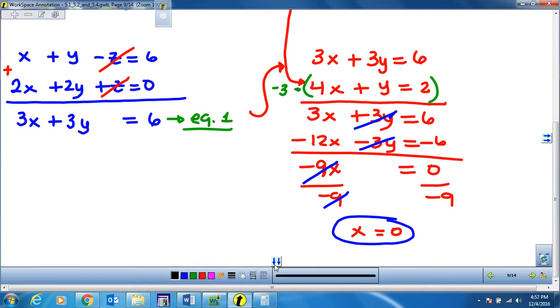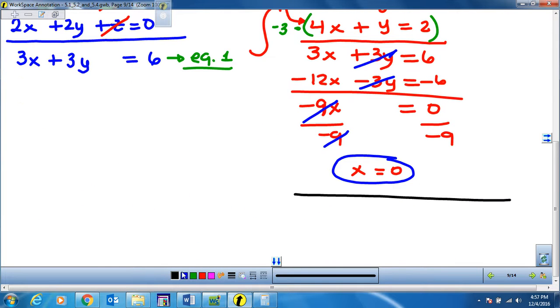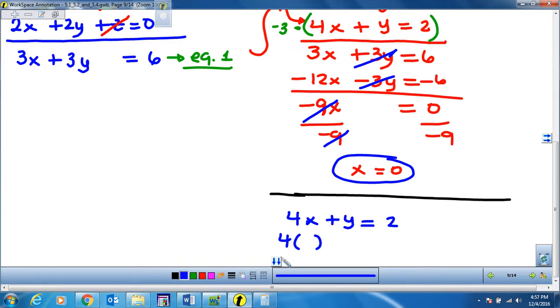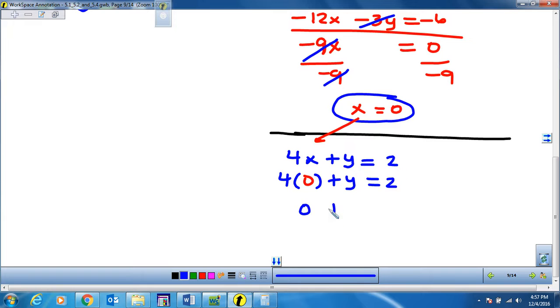So that's what I'm going to do. I'm going to use the first equation, 4x plus y equals 2. So 4 times, we're going to put 0, plus y equals 2. So 4 times 0 is 0, plus y equals 2, y is equal to 2, because 0 plus y is just y.